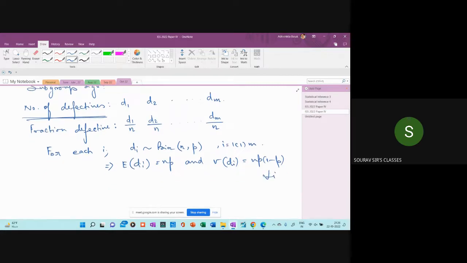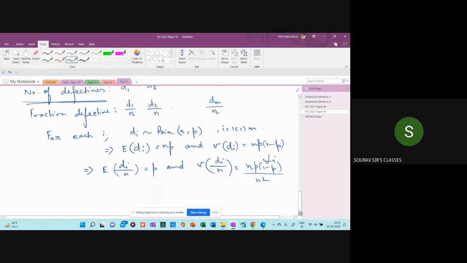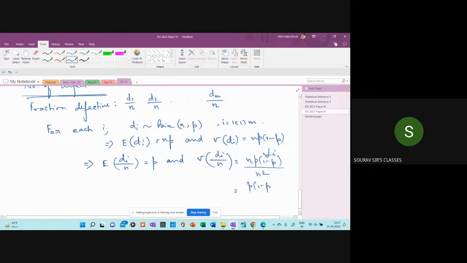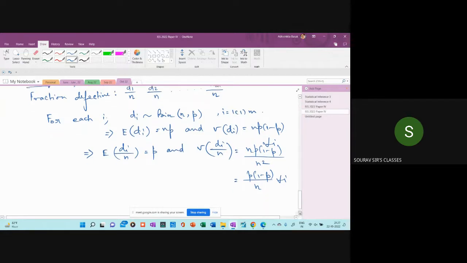Now we will go for the fraction defective distribution, that is the distribution of Di by n. Which is very easy, it is going to be sort of Bernoulli. We can easily obtain it from there, but we are doing it in a different way. That implies the expectation of Di by n is equal to p, and the variance of Di by n is equal to n into p into 1 minus p by n square. That is going to give me p into 1 minus p by n for all i. So this is the mean and variance.